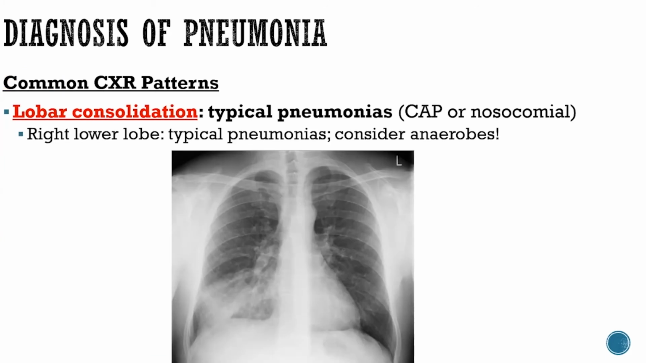So let's see what these chest x-ray patterns actually look like. Here you'll see what we call a lobar consolidation. You can see that an entire segment of lung tissue is actually consolidated and inflamed. And this is classically seen with typical pneumonias. For example, due to Streptococcus pneumoniae, the most common cause of pneumonia overall. Keep in mind that if you had a right lower lobe consolidation, that could be again due to a typical pneumonia like Streptococcus pneumoniae, but you should definitely consider anaerobes if there are risk factors for aspiration.